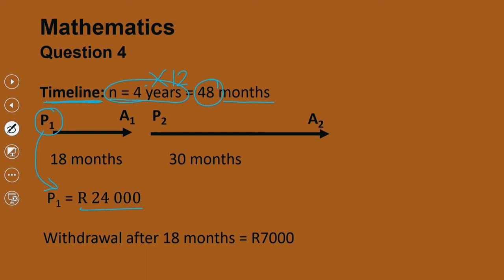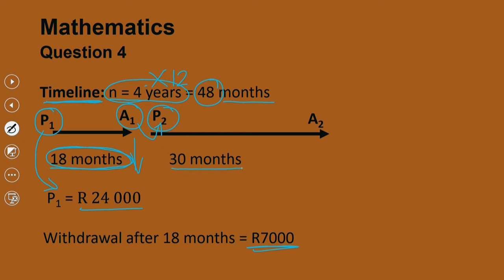And they say after 18 months. Interesting. After 18 months, what happened? We are now going to get our final amount 1, which will be A1, right? Then from what is left, 7,000 was deducted at this point. And the money that was left, which is our A1, will then become our P2. When we start P2, we'll move for 30 months.